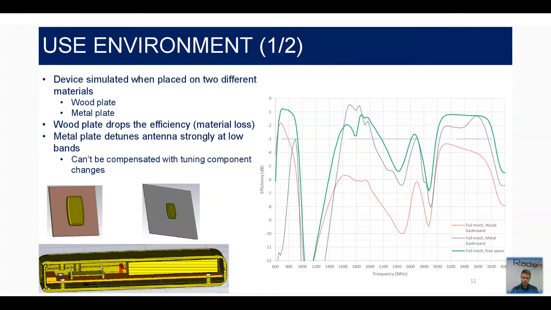But then in the metal plate case, we can see that at the low band, there isn't that kind of frequency shift, but there is a very big gap in the efficiency. So there is actually a resonance coming from the metal plate that will eat up this efficiency quite a lot. And on the mid band and in the high band, there isn't that big difference. So the antenna is not that much detuned, but it's more that the currents in that metal plate will cancel the radiation up here around 700 megahertz, which will affect the efficiency quite a lot.